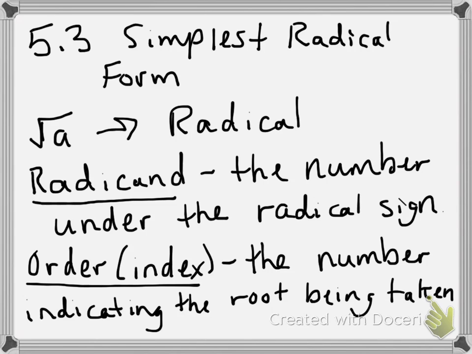In our example here, so I can highlight. There we go. That's a. That's our radicand. It's the number under the radical sign. The order, or the index, is the number indicating the root being taken. So, for instance, if I had the cube root of x, the order in this case would be 3, or the cube root.